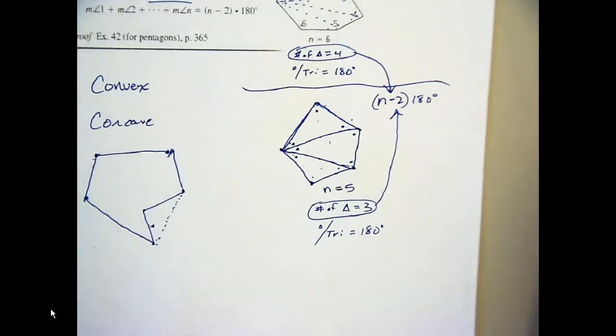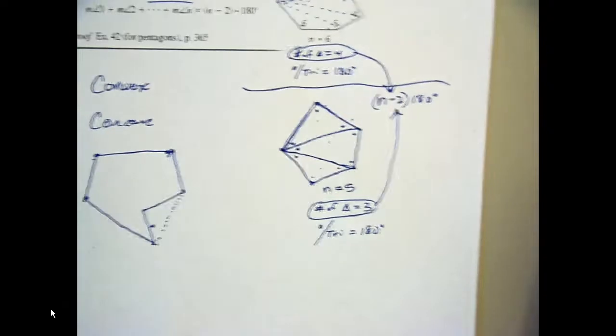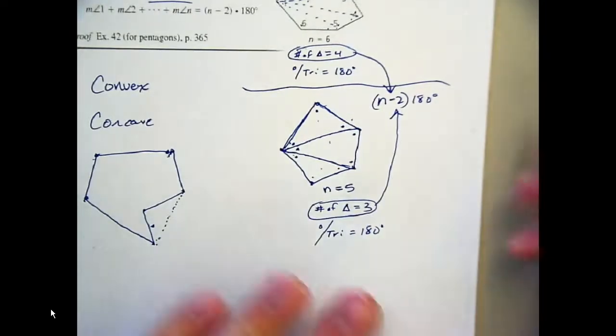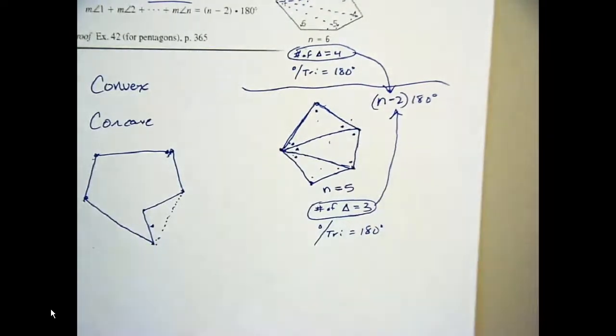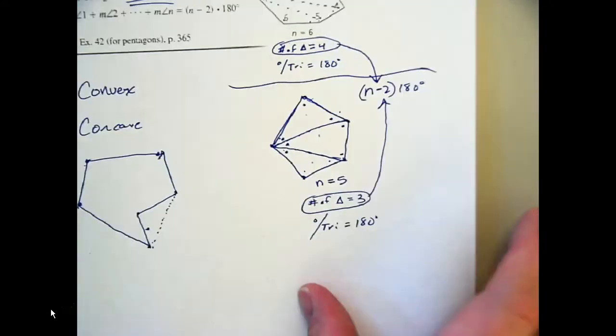Oh, if only I called them. All right. Very good. That's what we got. N minus 2 times 180. We love that. That tells us the sum of the measure of the angles. Okay. Any questions? Okay. There's a corollary to it.